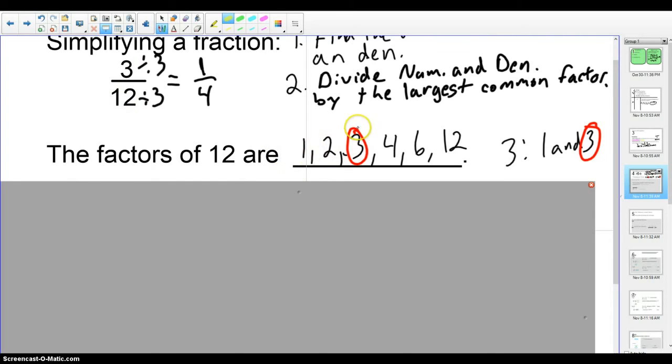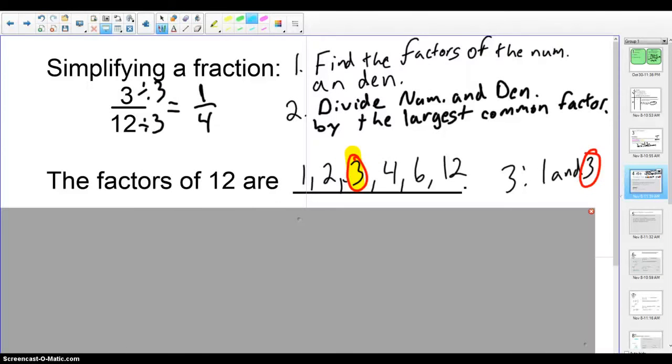And then once we get to the number that is smaller, in this case 3, we can stop. We have no need to list the factors 4, 6, and 12 because we know that those will not be factors of our smaller number. 3 divided by 4 is never going to be a whole number. So we can just stop after 3. That was our process for simplifying a fraction.